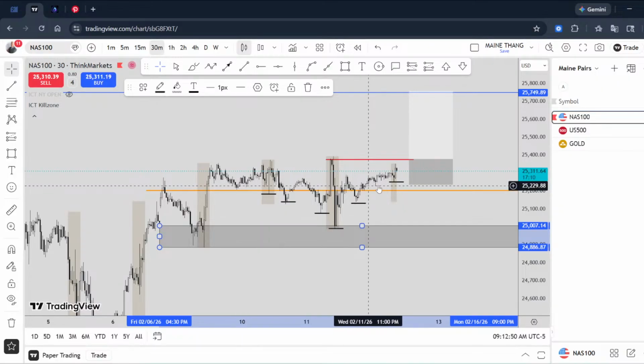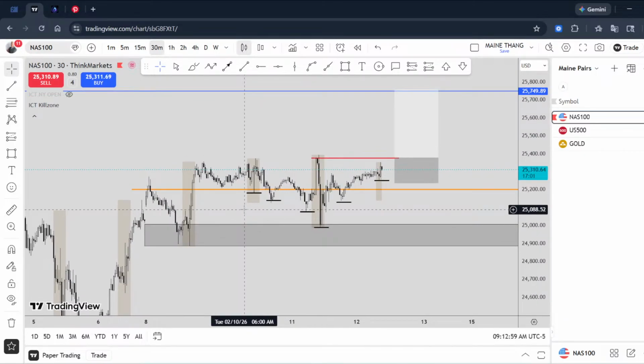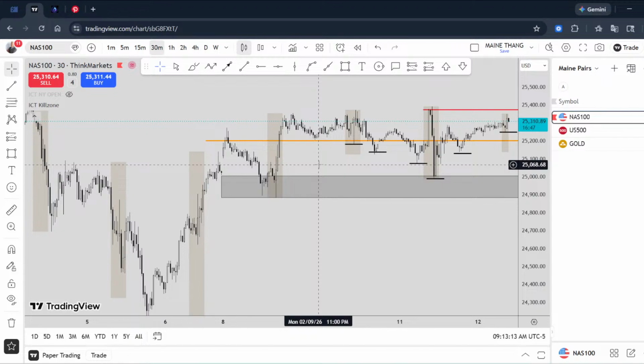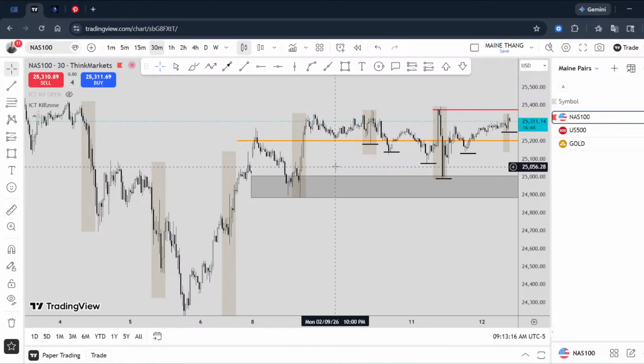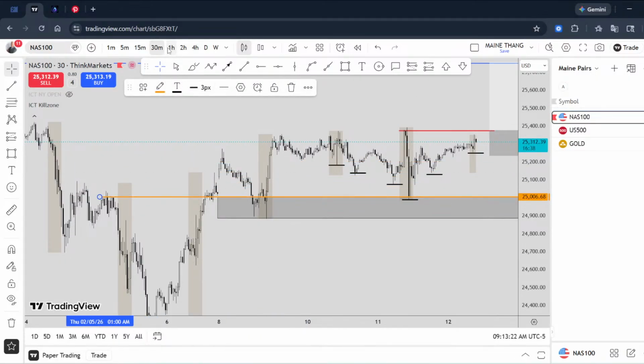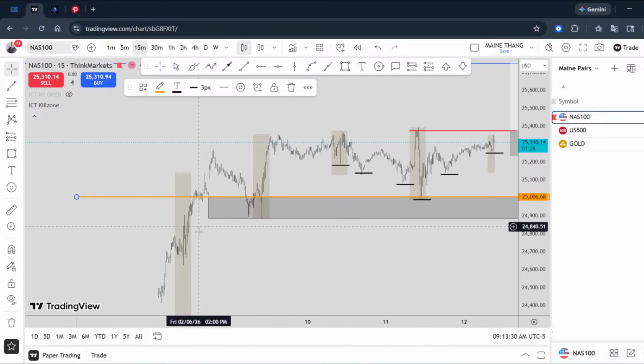Monday, Tuesday, Wednesday, Thursday, it's really just been going sideways this whole time. The only good trade was Monday. Monday we caught this. Price broke this last little high. Indication. Correction. Now down to 15.